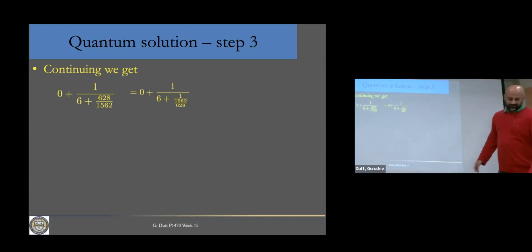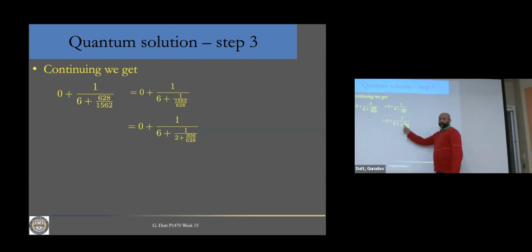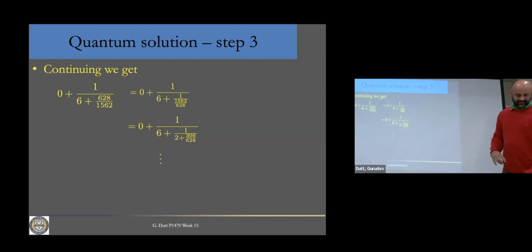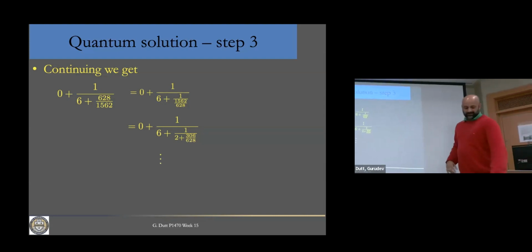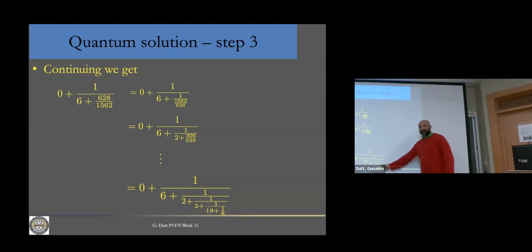Again, I apply division and remainder. So I get a quotient of 2 and a remainder of 306. Again, as you can imagine, I invert that and I keep going. I'll skip some of the remaining steps and give you the final answer, which is this over here. And at the final step, you notice we get a remainder of 1 and a quotient of 8.